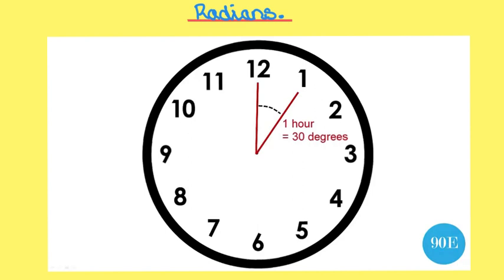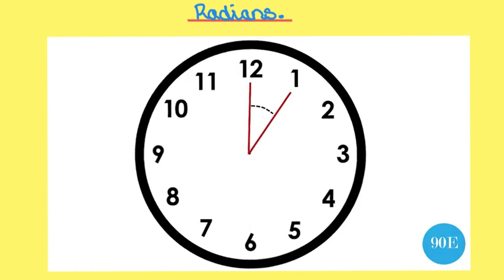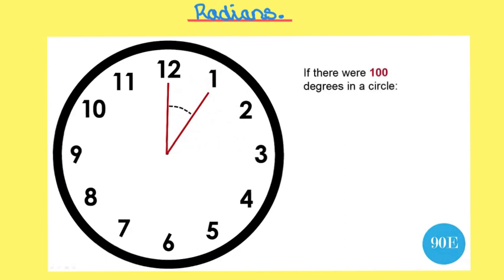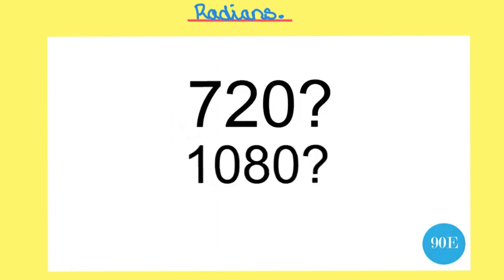If you were to replace that 360 degrees instead with 100 degrees, the maths would be messy. You'd have 8.3 degrees per hour and 4.157 degrees per minute. But why 360? Why not 720 or 1080 degrees? Well, this brings us to our second theory.